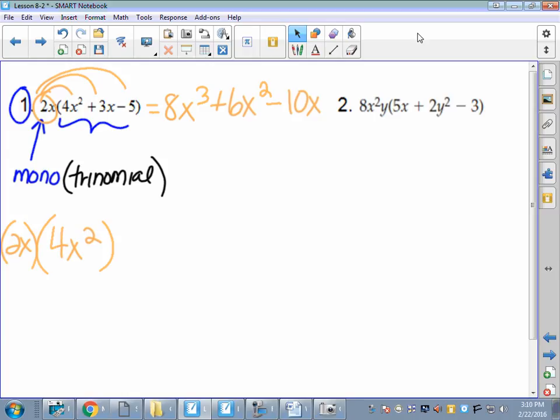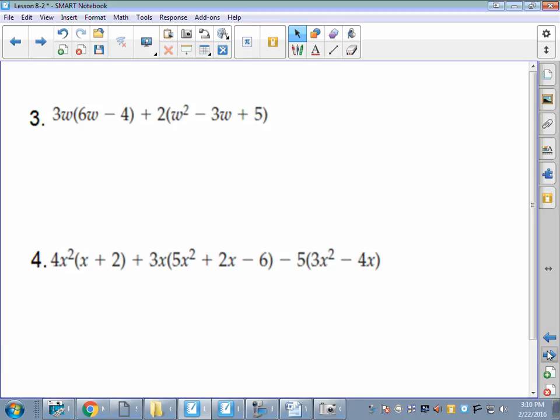Now let's do one where you've got some like terms to combine. So we'll skip 2, let's jump down to 3. So I've got w's all over the place. Notice I have 2 distributive property problems to do. So I'm going to start off with this 3w, times it only to the end of that parenthesis. And then I'm going to multiply this positive 2 to all the things in that other parenthesis.